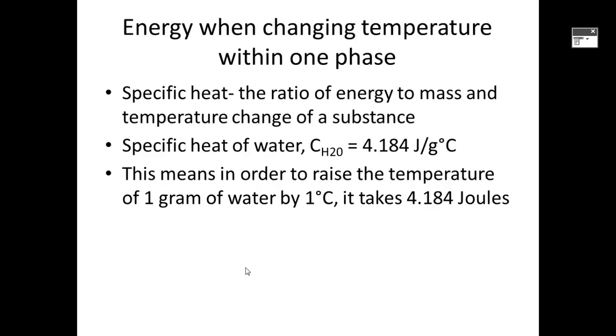This means that in order to increase the temperature of 1 gram of water by 1 degree Celsius, it requires 4.184 joules. And if you were to raise 1 gram of water by more degrees Celsius, it would take more energy. Likewise, if you wanted to raise more mass 1 degree Celsius, it would take more energy as well.